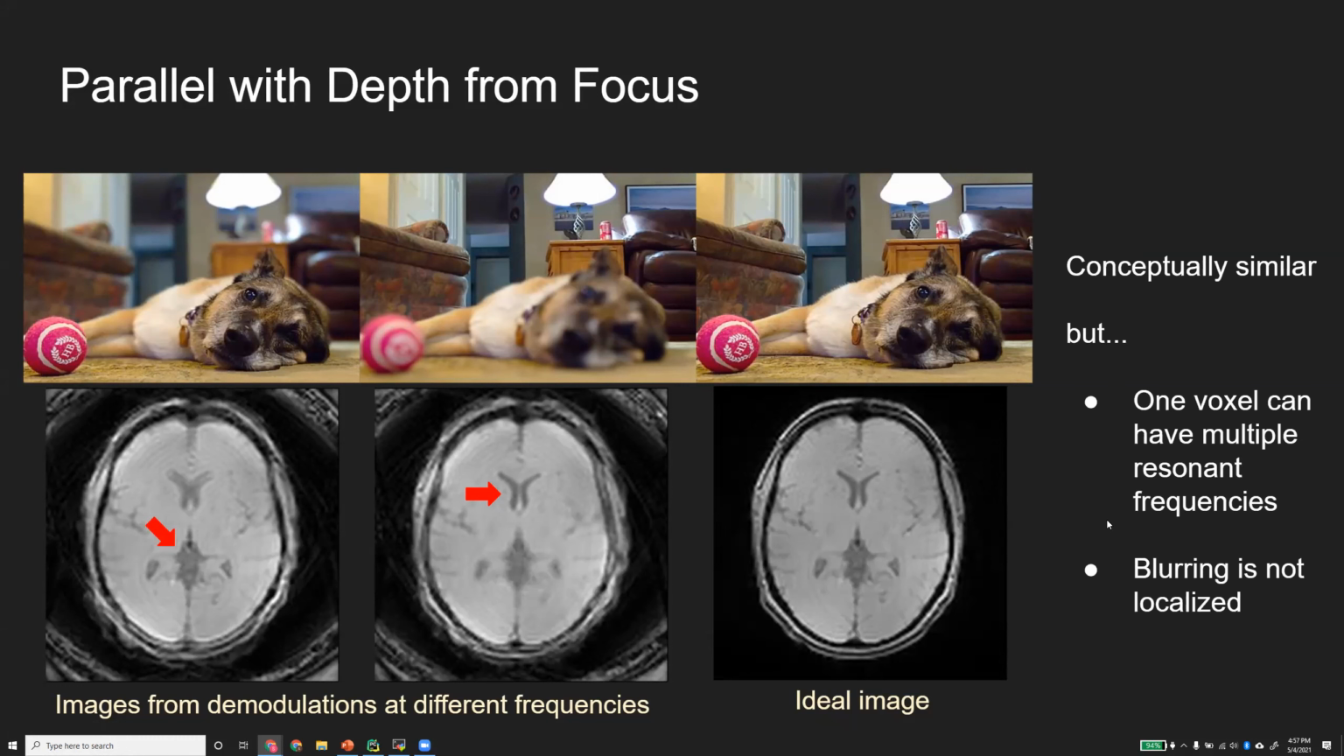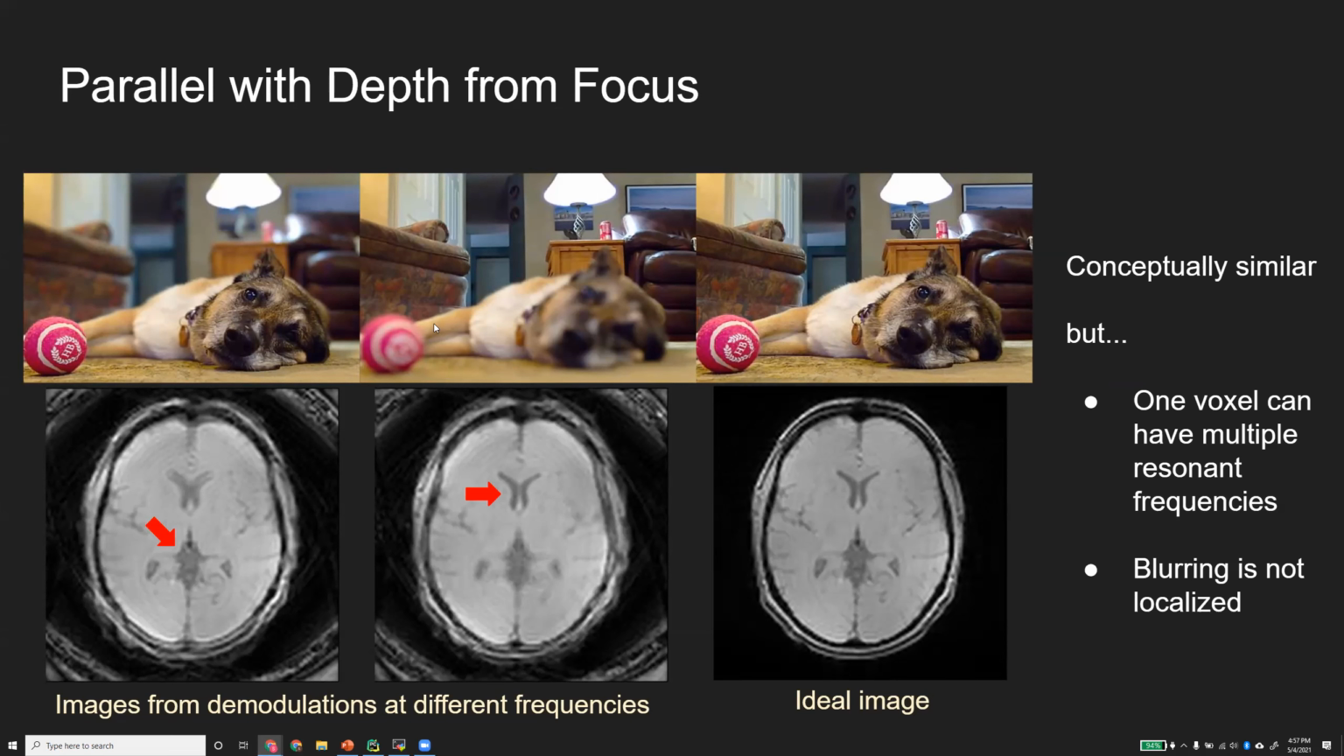However, MRI is actually quite a bit more complicated than the focus problem, because first, one voxel in MRI can have multiple different resonance frequencies. If you had a voxel with both water and fat, which is very common, you'd have multiple frequencies, but in this image, you can't have a pixel with different depths. So every pixel would just have one depth. The other thing is that in MRI, the blurring is not localized.